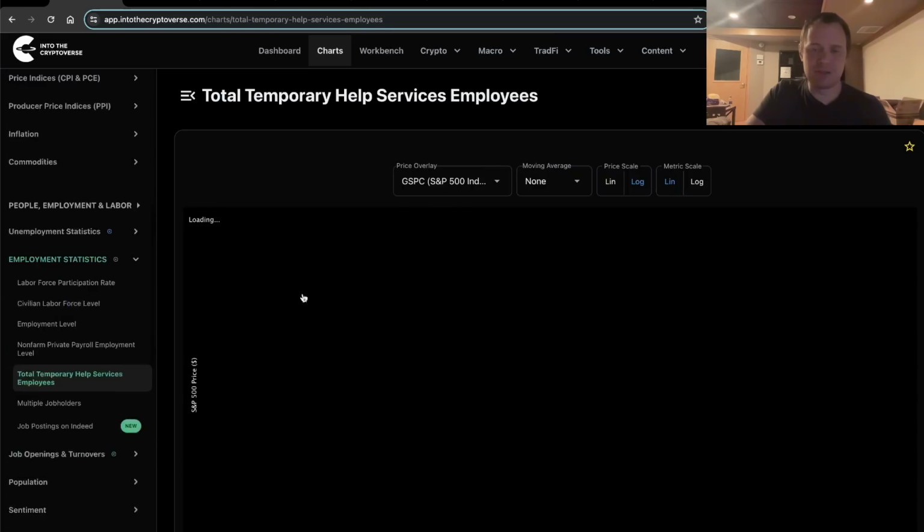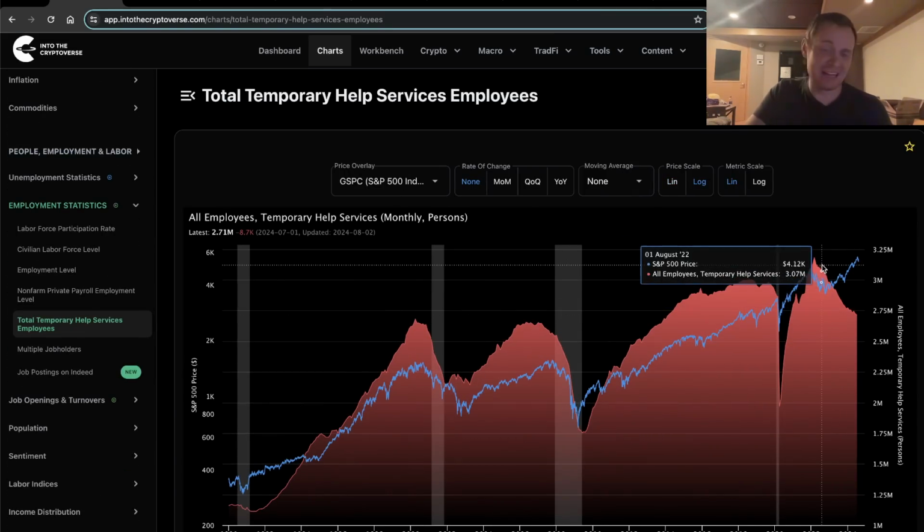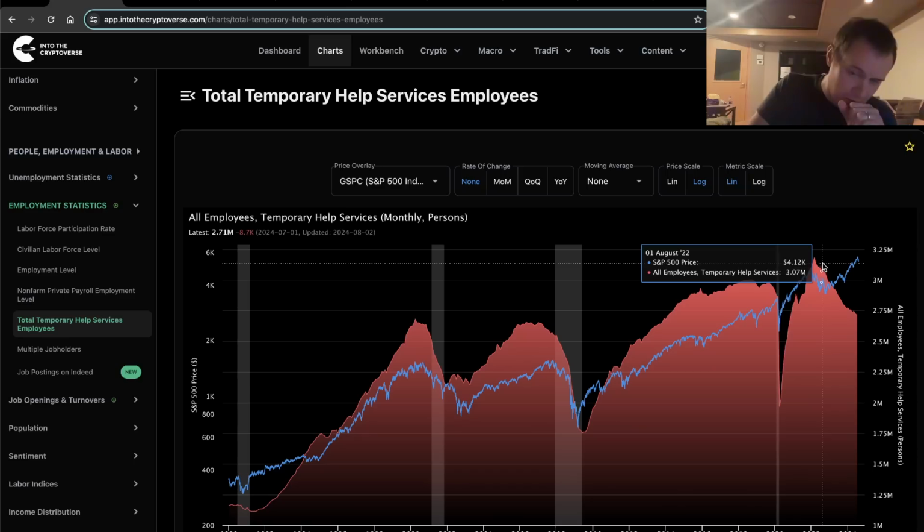Total temporary help service employees continues to drop, but look, it's been doing that forever, and it really hasn't meant anything. So I don't really know if it's going to start meaning something now or not, but it hasn't. It's been dropping basically since the Fed started cutting rates. I mean, look, the Fed started cutting rates in early 2022, and this has been dropping since March of 2022.